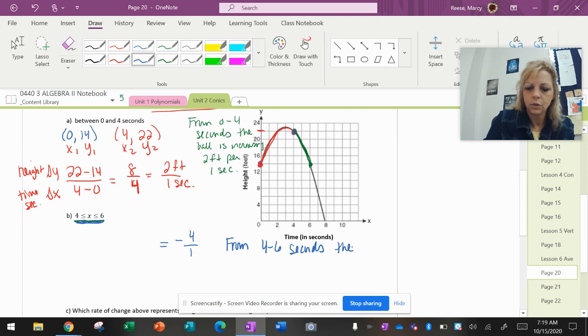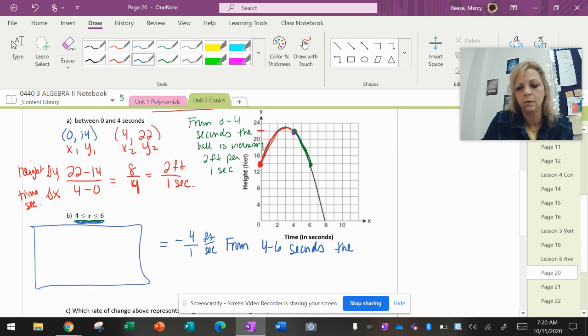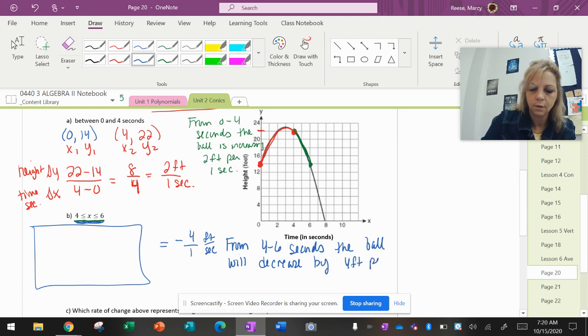Okay, so you should have had -4, right? And this is feet per 1 second, right? So when you do your describing, by the way, I'm going to look for this work here, so make sure that you get that down. Now that negative could have been on the top or the bottom, doesn't matter. But overall, this is a negative because it's decreasing, like we said. Remember, it's going down. So your description should be from 4 to 6 seconds, the ball will decrease by 4 feet per second.